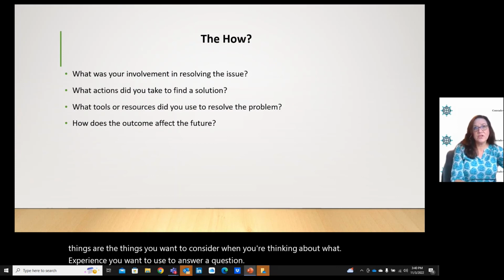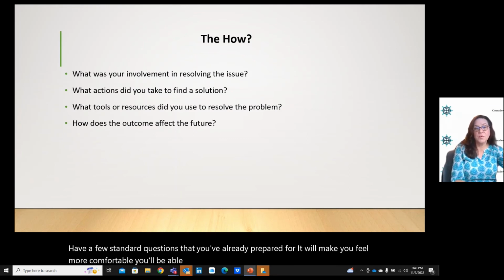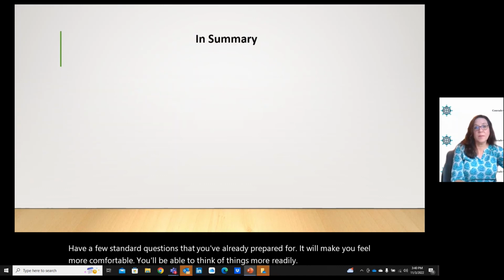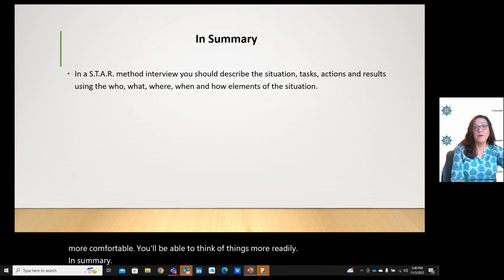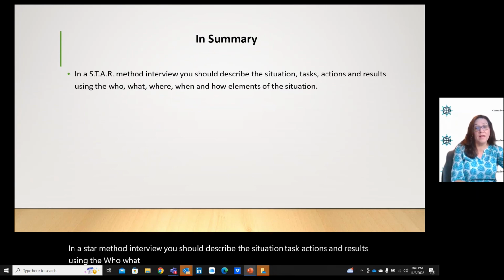It's a good idea to have a few standard questions that you've already prepared for. It will make you feel more comfortable. You'll be able to think of things more readily. In summary, in a STAR method interview, you should describe the situation, tasks, actions, and results using the who, what, where, when, and how elements of the situation.